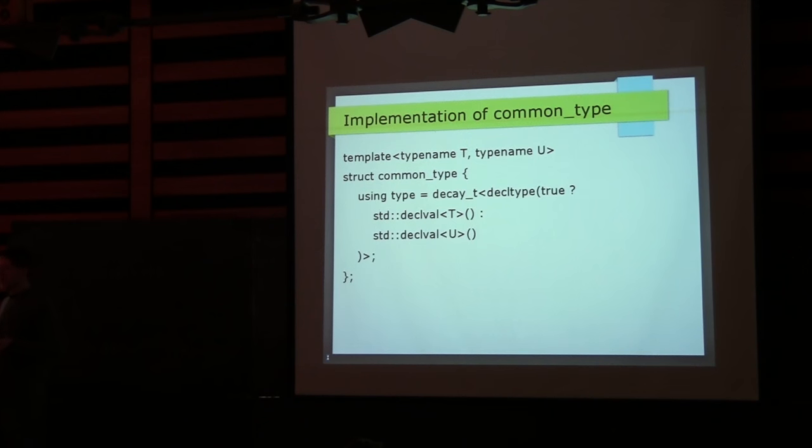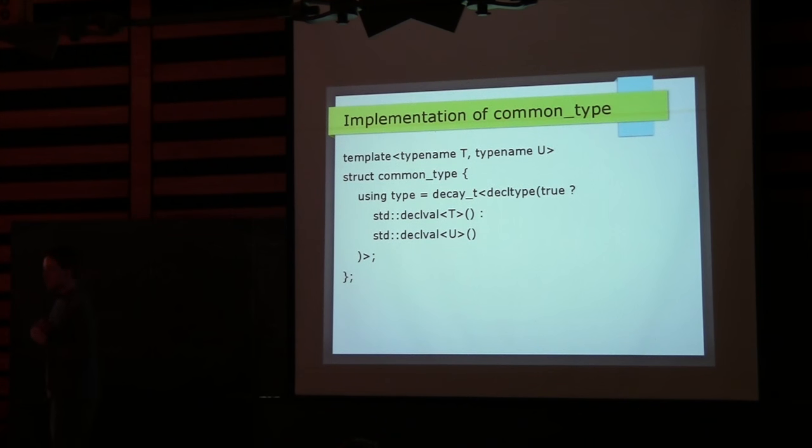Now, I said that common type decays its arguments, kind of. This is the implementation of common type, or a possible implementation. It relies on the ternary conditional operator. What the conditional operator does is it tries to convert the first argument to the type of the second argument. It tries to convert the second argument to the type of the first argument. And it picks the one that has the best conversion, essentially. So in the case of int and long, it says, oh, I can convert int to long and long to int, but long is a better conversion target, so I'm going to convert them both to long. So it does this conversion, and then whatever the result of that is, it decays that and makes that the type.